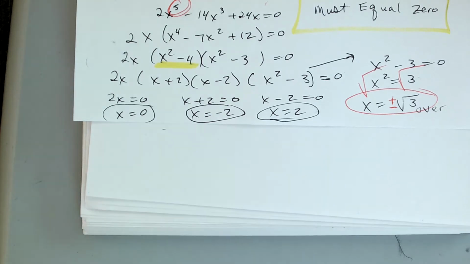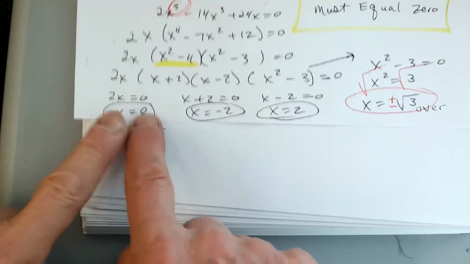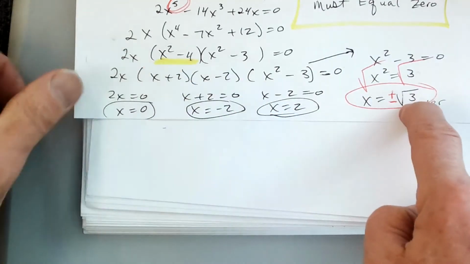Okay, turn the page. So I did get 5 answers: 1, 2, 3, 4, 5, okay? Turn the page.